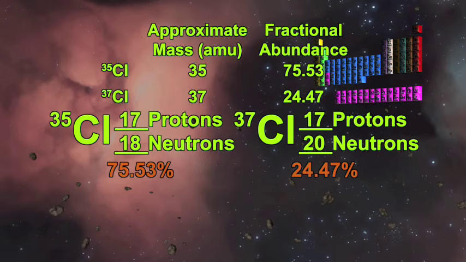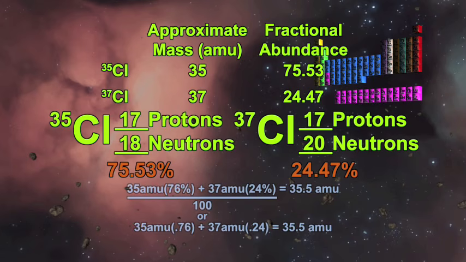Taking the weighted average of the 2 chlorine isotopes means we have to account for the fractional abundance of both of these isotopes. Thus, the chlorine-35 isotope is the major isotope, and its mass needs to be accounted for approximately 75% of the time, while the mass of the minor isotope, chlorine-37, needs to be accounted for approximately 25% of the time.